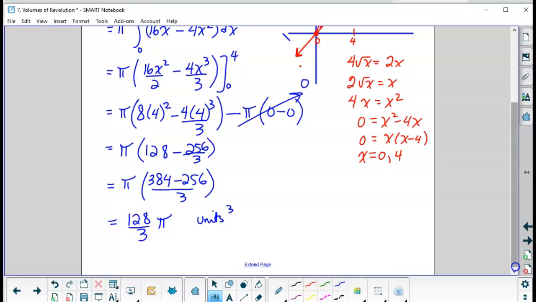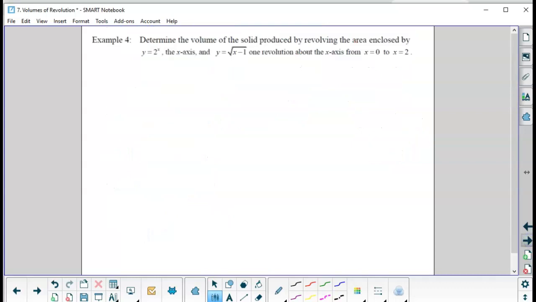Okay. And the last one, which is at the top right: determine the volume of the solid produced by revolving the area enclosed by y equals 2 to the x, the x-axis, and y equals root of x minus 1, one revolution about the x-axis from 0 to 2. Okay, so again, let's take a look.